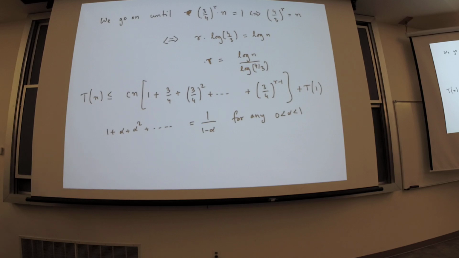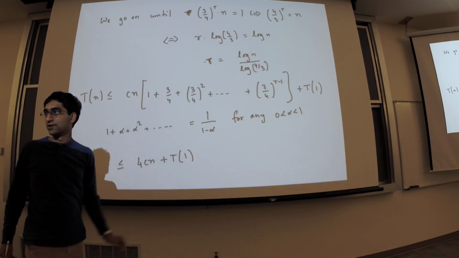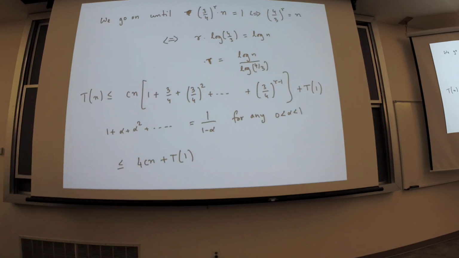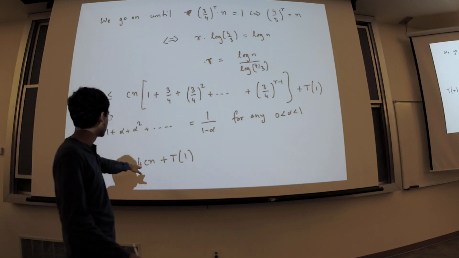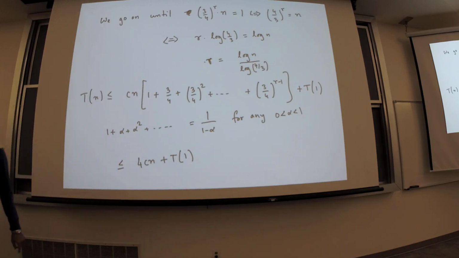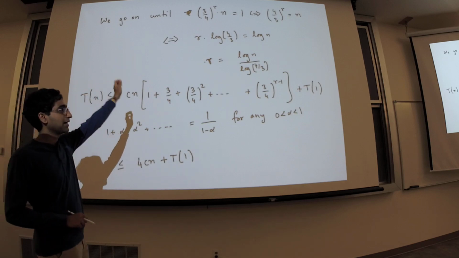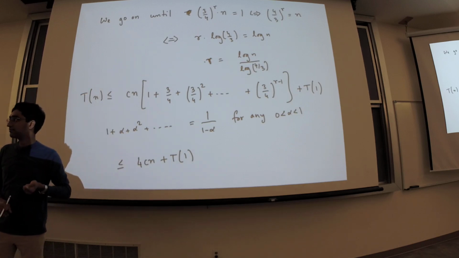So this whole thing is less than or equal to 4cn plus P of 1. In fact, it's strictly less because you're stopping somewhere. And that's it. This is the reason that even though your problem size dropped only by 3/4, like he was asking, you still get just linear time. So that's the full analysis, modulo the fact that somebody is always giving you an almost median.